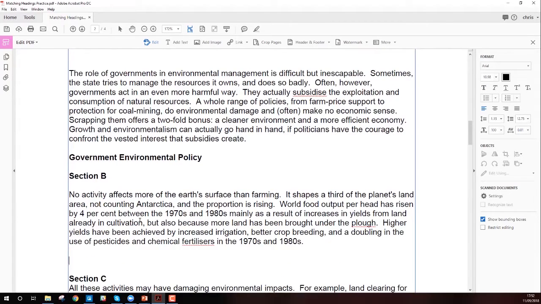Let's read the topic sentence. No activity affects more of the Earth's surface than farming. Okay, so it's probably about farming. It shapes a third of the planet's land area, not counting Antarctica and the proportion is rising. Higher yields have been achieved by increased irrigation, yields, and a doubling in the use of pesticides. Okay. So I want to quickly read this.